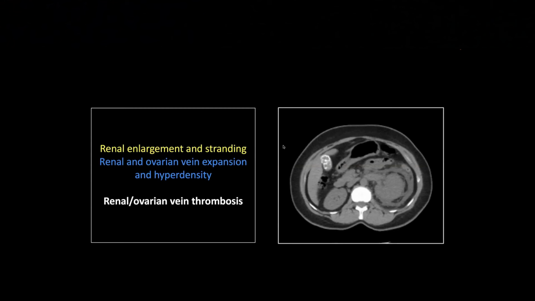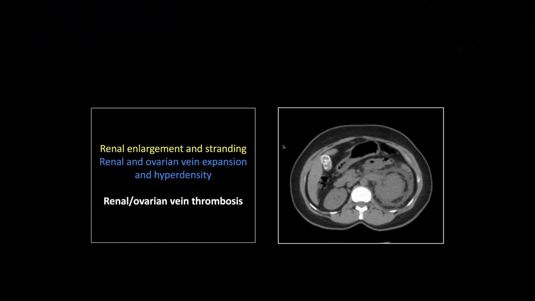All right, this one is non-contrast, so possibly not as fun, but it's important to realize you can see venous thrombosis on a non-contrast scan. You've got enlargement of the left kidney with clear perinephric stranding. It looks like the non-contrast version of the case we just saw with renal enlargement and perinephric stranding. And then look at the enlargement and increased density of the left renal vein.